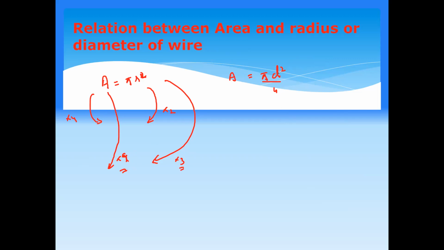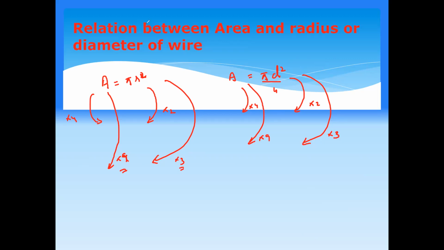Same thing, area is pi d square by 4, so the same relation is there. If the diameter is doubled, what happens to area? Area will increase by 4. If the diameter is 3 times, area will increase by 9 because it increases with a square. So always remember in the question, sometimes they change the radius or the diameter. The area depends on the square of the diameter or radius. So if radius is doubled or diameter is doubled, the area will increase by 4.